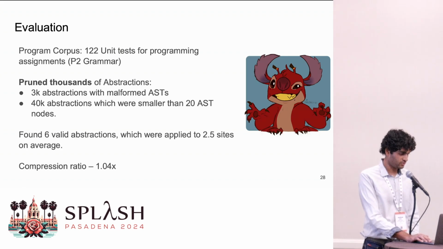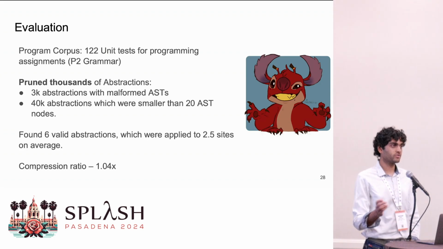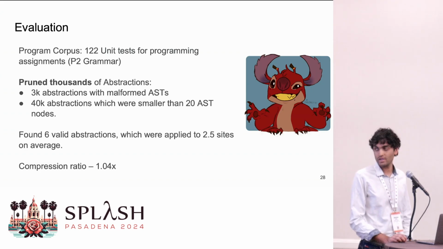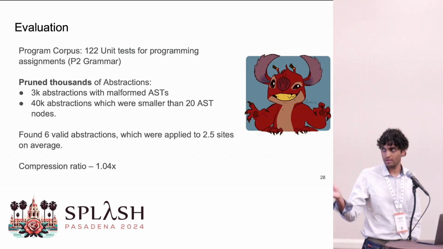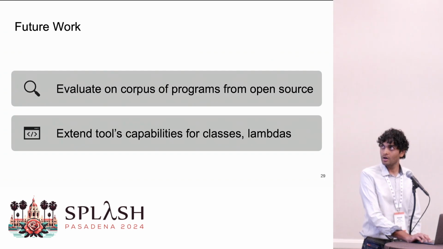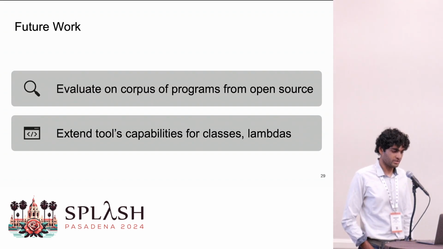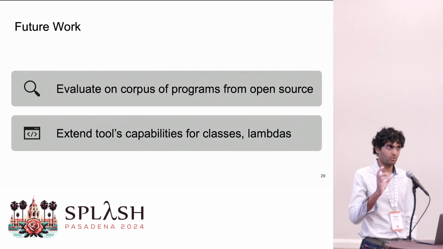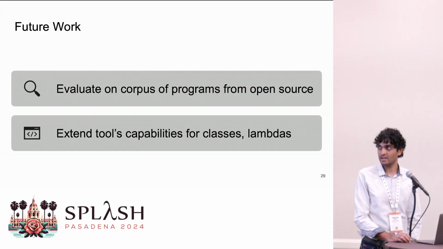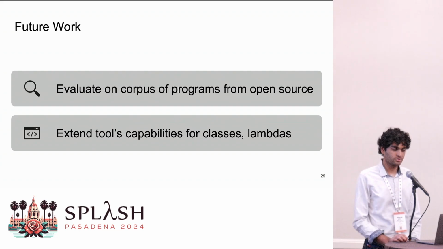Finally, we found 6 valid abstractions, and they were applied to 2.5 call sites on average. We measured the size of the corpus before and after, and we were able to reduce the size by 4%. In the future, we plan to expand this evaluation to make it more comprehensive. Right now, we have a very small corpus of programs, and we'd like to extend the tool's capabilities to handle classes and lambdas and other stuff so that we can evaluate on a corpus from open source programs.